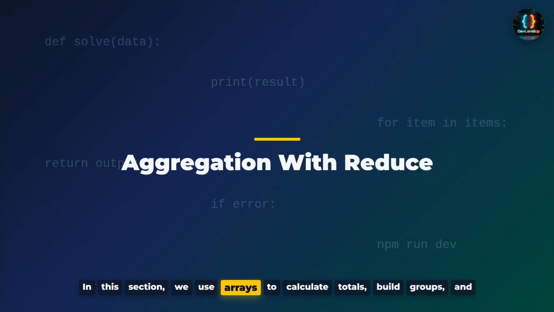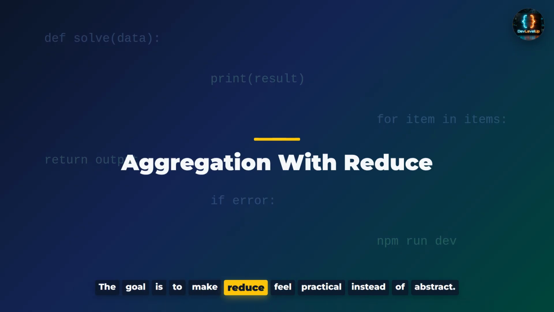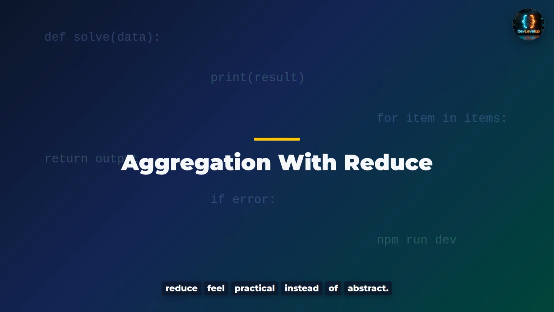In this section, we use arrays to calculate totals, build groups, and count repeated values. The goal is to make reduce feel practical instead of abstract.